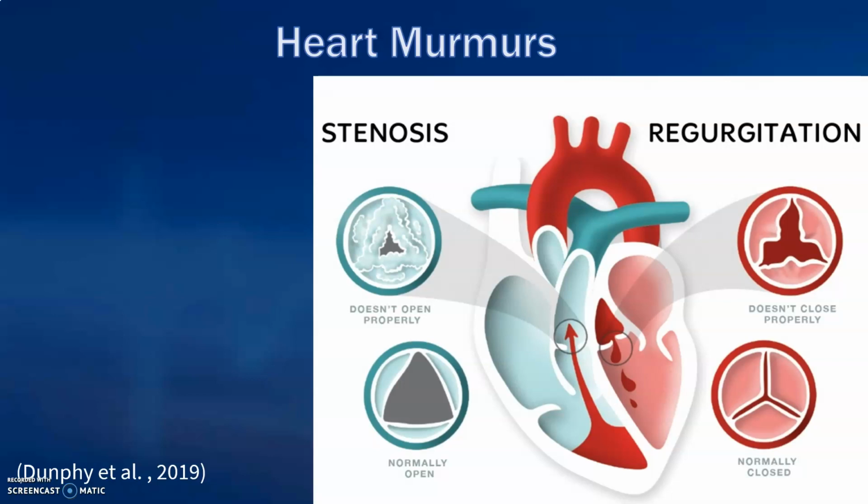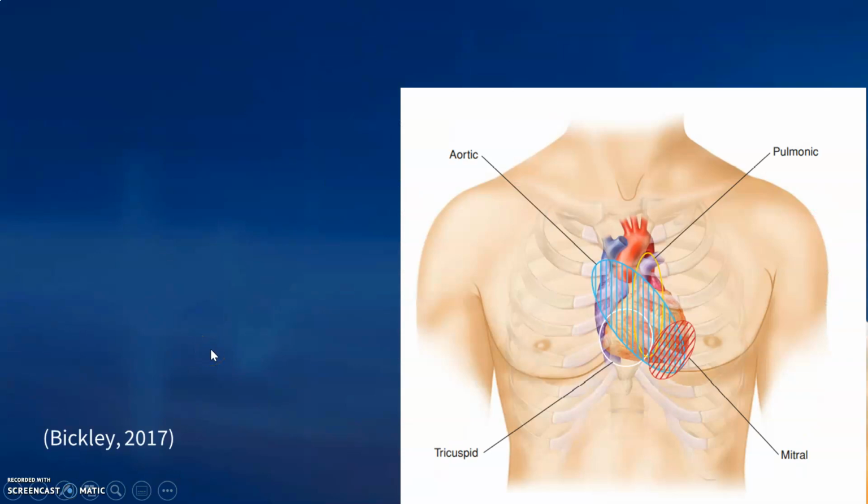Stenosis is the hardening of the valves, so it doesn't open properly. Let's look at regurgitation. It does not close properly. And look at what a normal closed valve should look like. So let's look at this recap of where on the chest you would listen for each sound.